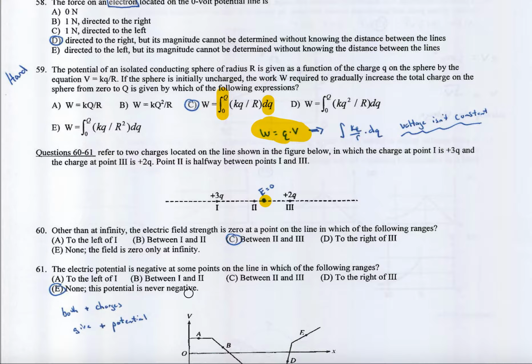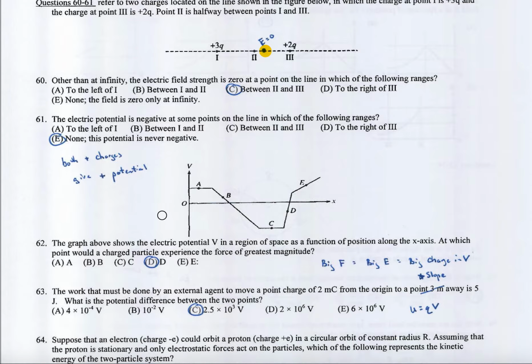The electric potential is negative. Yeah, never. I mean, both the charges are positive. So how are you going to add up two different KQ over R's when they're both positive and end up with a negative? So that's not going to happen.